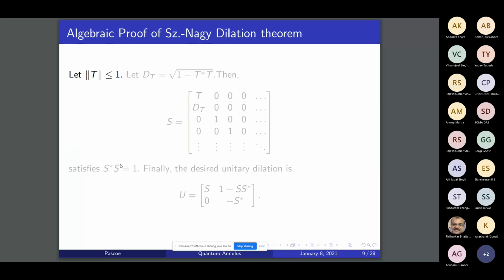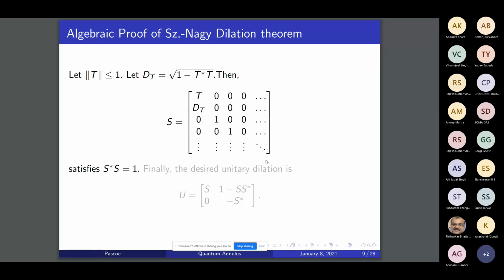So how do we prove this Sz-Nagy dilation theorem? Well, we start out with a contraction, and then we define this defect operator D_T to be the square root of 1 minus T star T. Then you write down some giant infinite matrix S. The first column looks like T and then your defect operator D_T. In the second column, basically you're 0 in the first two slots, and then you're 1 after. Then you have zeros elsewhere, and you have similar here. So it looks like this: T, D_T, followed by a diagonal of all 1s.